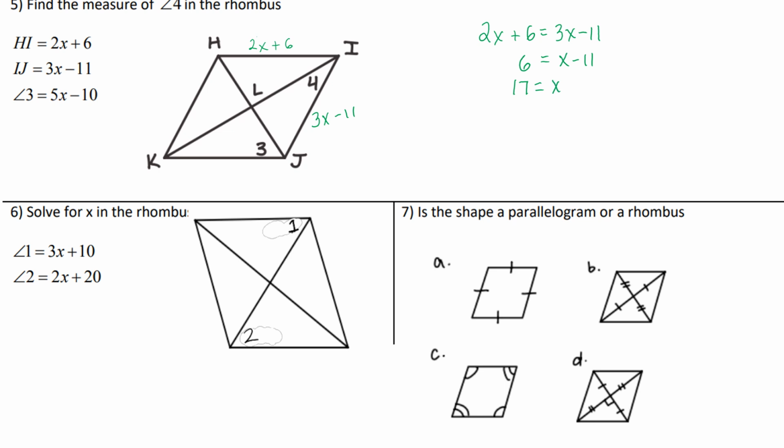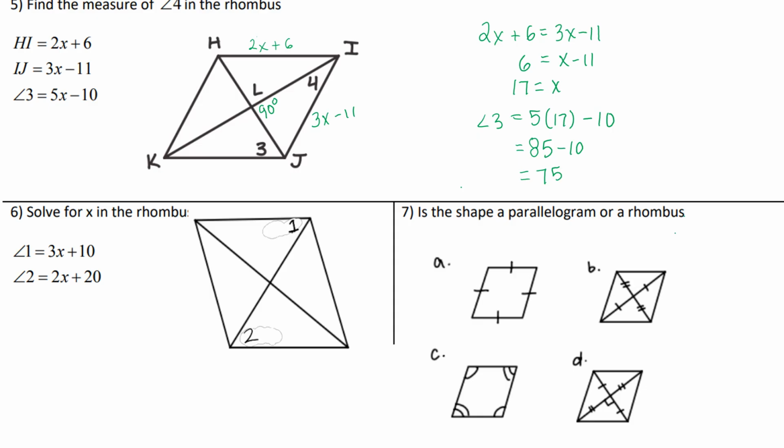Now I'm trying to figure out the measure of angle 4, so here's angle 3, and this angle is 90 because we have perpendicular diagonals because it's a rhombus. Angle 3 is also equal to 5 times 17 minus 10. So 85 minus 10. So angle 3 is 75 degrees.